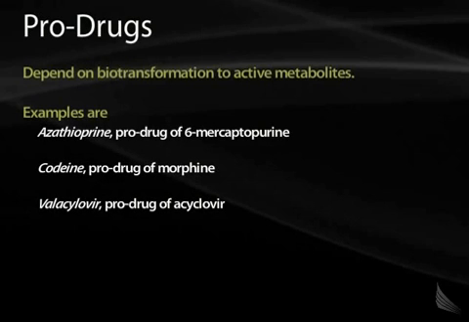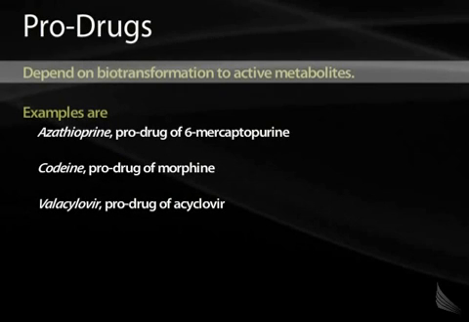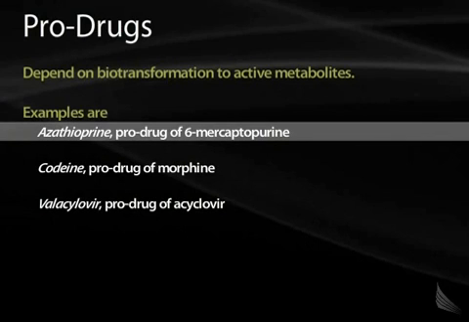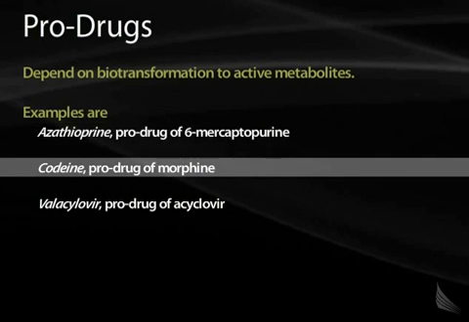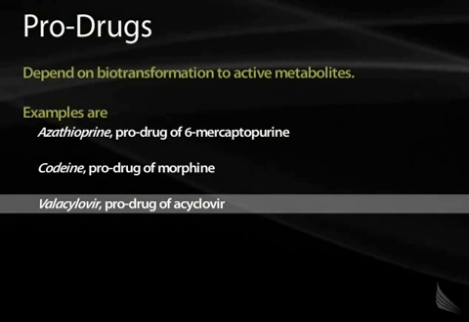Prodrugs are drugs that we take in that depend on biotransformation, or metabolism, to activate the drug. The most important example of this would probably be azathioprine, which is converted in the body to 6-mercaptopurine, which is an anti-cancer agent. Codeine, which is a very commonly given over-the-counter medication, is a prodrug of morphine. It is converted to morphine in the body. Valacyclovir is also a prodrug of acyclovir that has a much higher bioavailability than acyclovir itself. That's why it's given. It is converted in the body to acyclovir.